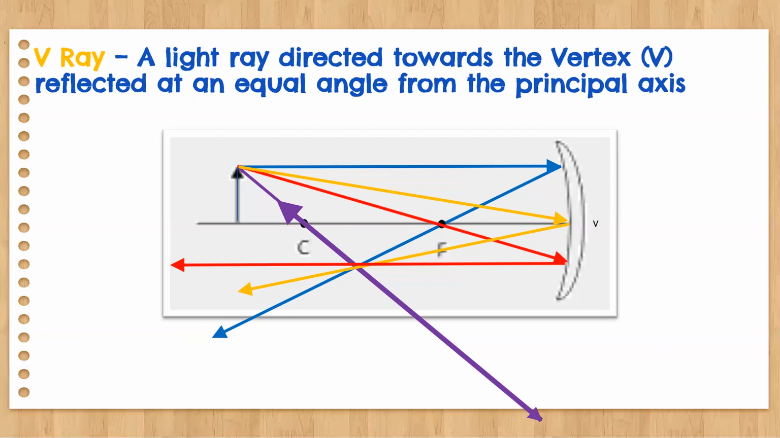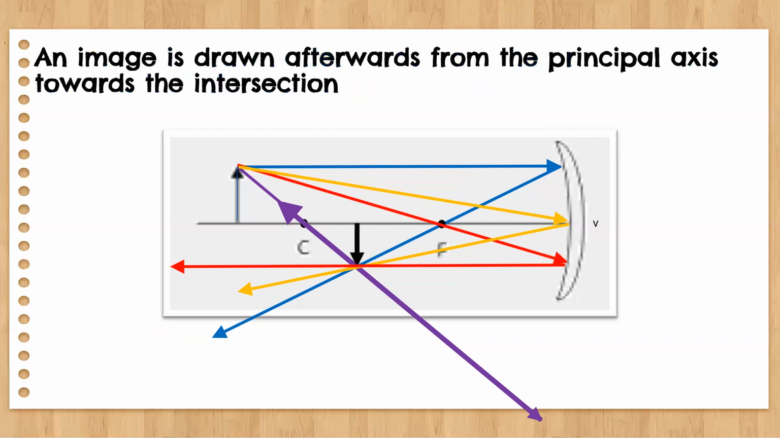Let's try to answer it now. So the image should be around here. Were you able to get it correctly? So an image is drawn afterwards from the principal axis towards the intersection. So this is your image here. Now, I just want to clarify that the image shown here is made to appear bigger and wider to make it easier for you to spot. But it should be the same width as the object.